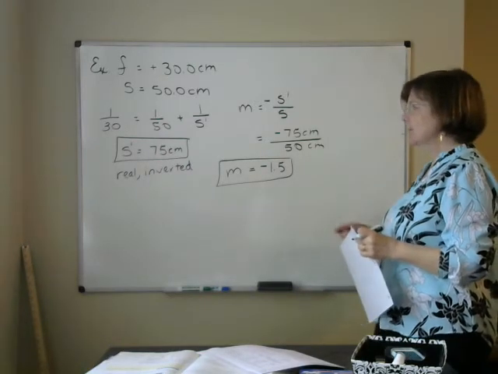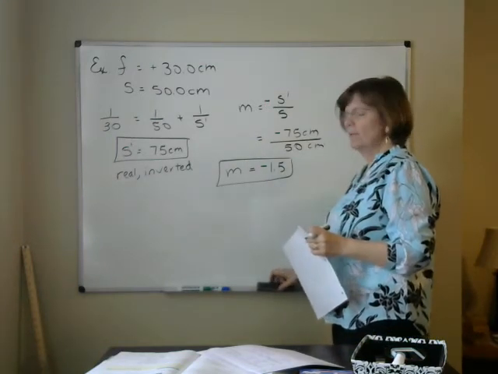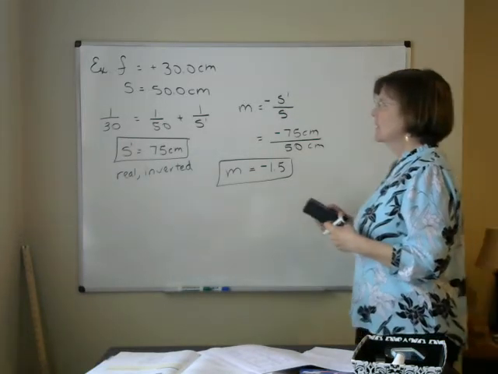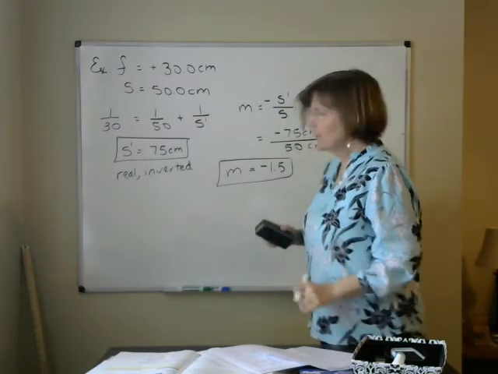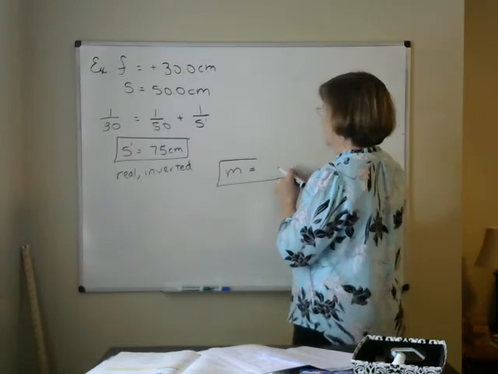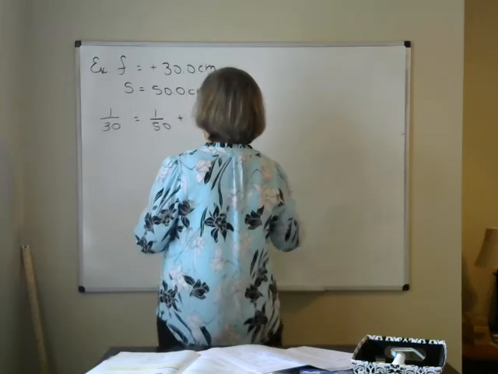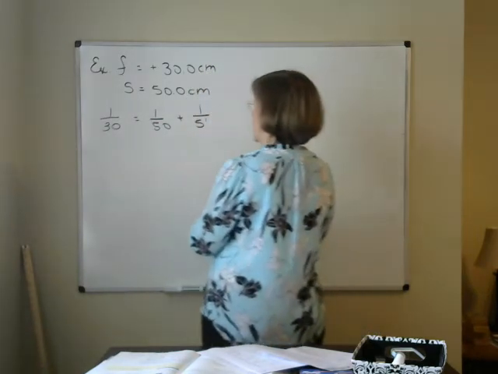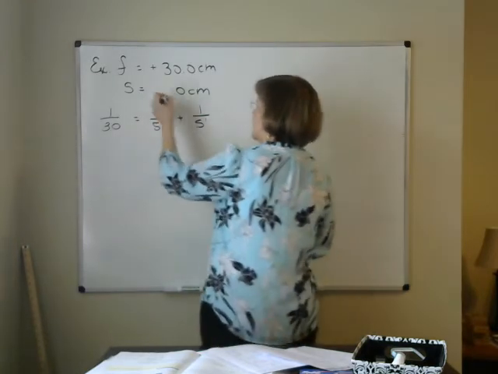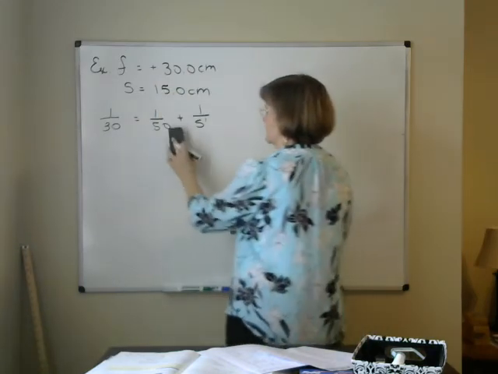Converging lenses can make both virtual and real images. If we want to get a virtual image, we have to change things a little bit. Let's do an example where the object is not outside of the focal point, but inside the focal point. What if instead of being located at 50 centimeters, we let it be located at 15 centimeters?